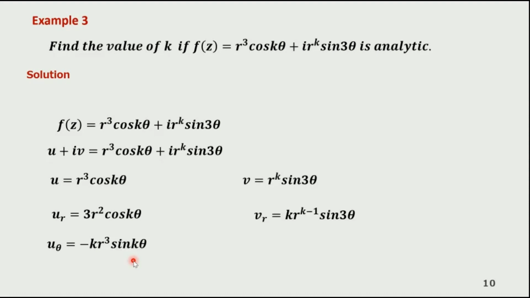Similarly, v_r is equal to k r raised to k minus 1 sin 3 theta and v_theta is equal to 3 r raised to k cos 3 theta. Differentiating v with respect to r gives k r raised to k minus 1 sin 3 theta, and for v_theta, r is a constant and the derivative of sin 3 theta is 3 cos 3 theta.